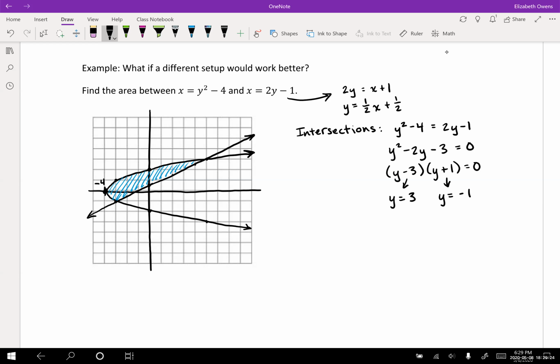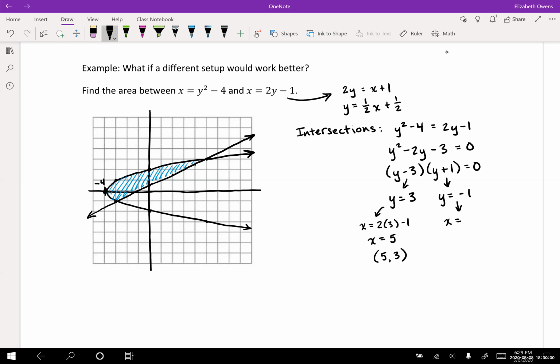So let's see the x values that those correspond to. For y equals 3, you could plug that into either function, remember, because this is an intersection point. That should be a point on both graphs. So I'm going to use the line. It's easier to plug in there. x equals 2 times 3 minus 1. And so you get x equals 5. And we can see that point (5, 3) right here on the graph. So that makes sense. It agrees with the picture. That's good.